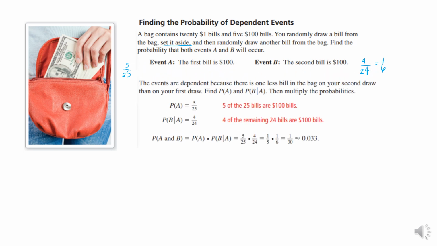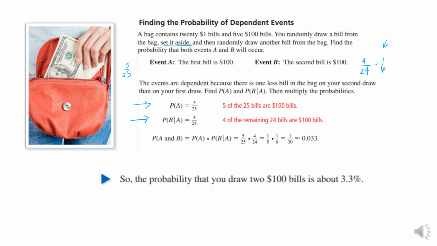And then we put that together. So they showed us here. See, I don't always need the whole chart to do that. I could do it in my head like I just did for you. And then we get the probability of that given that. Okay, so there you go. So the probability that you draw 2 $100 bills is about 3.3%.